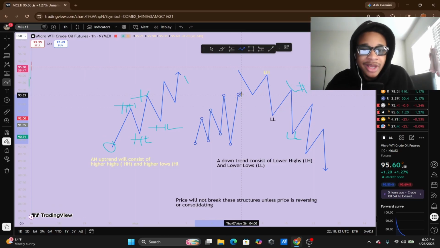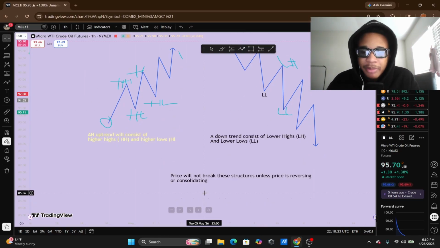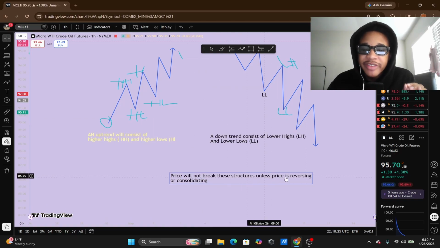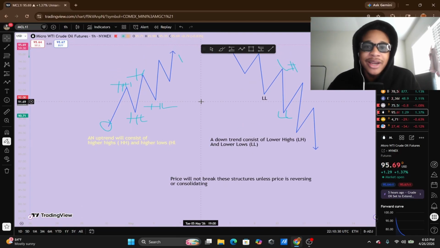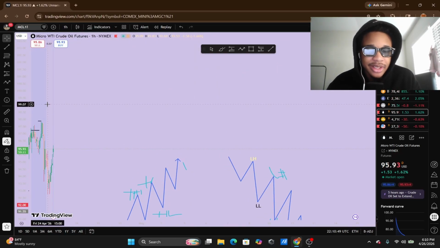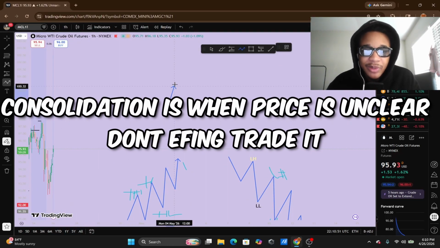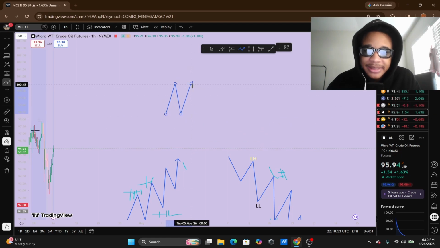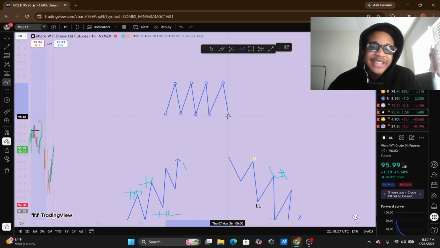You can write that down. I'm going to get into that later, but you can totally write that down now. Price will never break structure unless it's tending to reverse or consolidate. Shouldn't. It just can't. Otherwise, it's not an uptrend or a downtrend. Now, what is consolidation, you may ask? Consolidation is when price doesn't give you any indicator whatsoever. Price doesn't break any high, doesn't break any low. It's just stagnant.